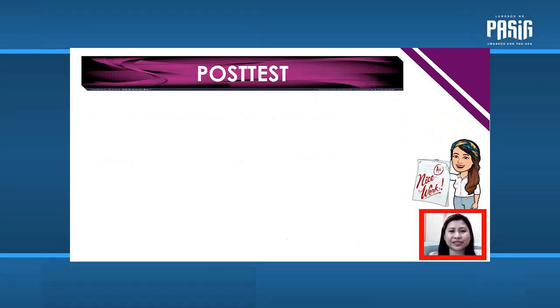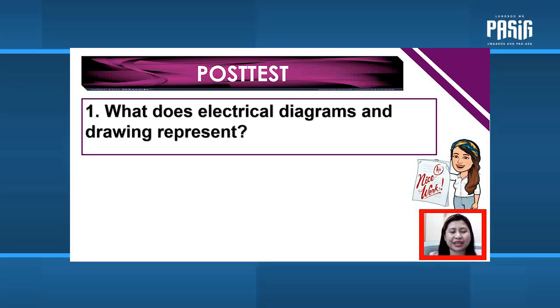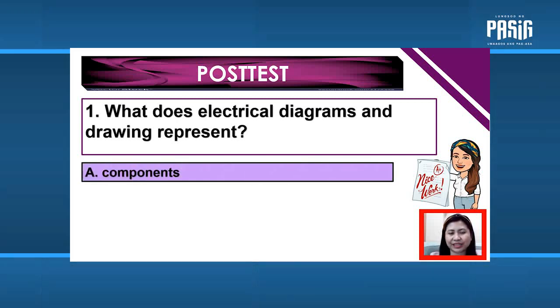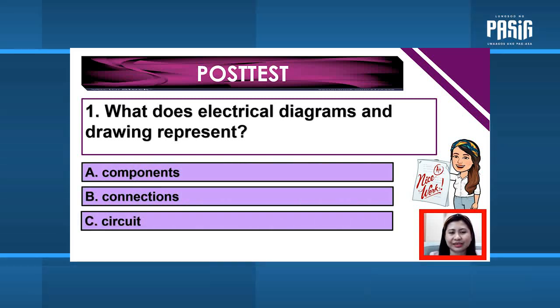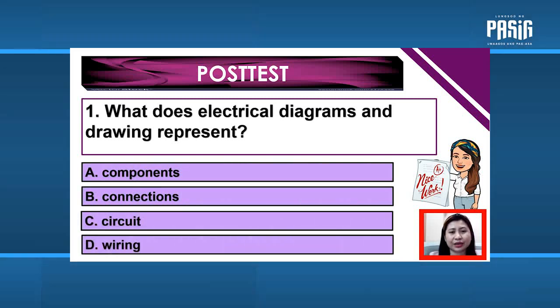To test your understanding of our lesson, let's answer the post test. Choose the best correct answer. Number 1. What does electrical diagrams and drawings represent? A. Components. B. Connections. C. Circuit. Or D. Wiring.